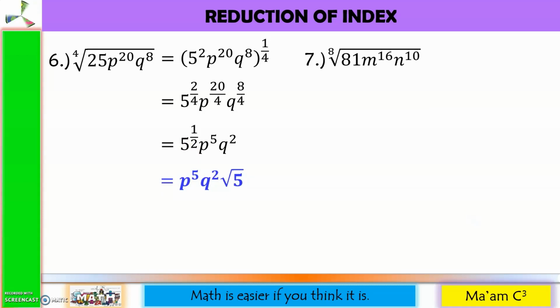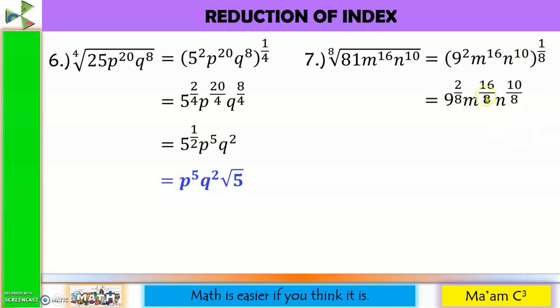Next, number 7, 8th root of 81, m to the 16, n to the 10th power. So let's convert this into exponential form. I'll express 81 as 9 squared. Now let us multiply the exponents. So we have 9 raised to 2 over 8, m raised to 16 over 8, n raised to 10 over 8. 16 divided by 8 is 2, so I could factor out m squared right away. Now 2, 10, and 8 are all divisible by 2. So let's divide them by 2.